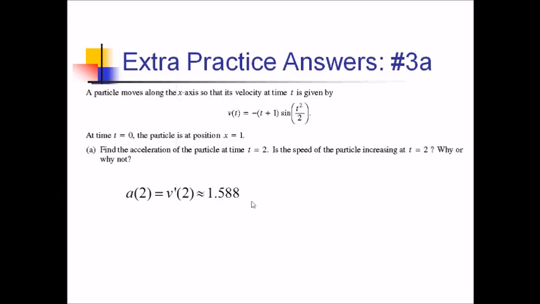But we're not done yet. That's just like 1 point on this problem. We still need to figure out if the speed is increasing or decreasing at 2. All right, well, 1.588, that's a positive number, so that's going to be handy in just a moment. We're also going to figure out the velocity and whether it's positive or negative.